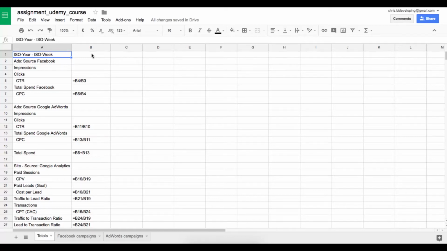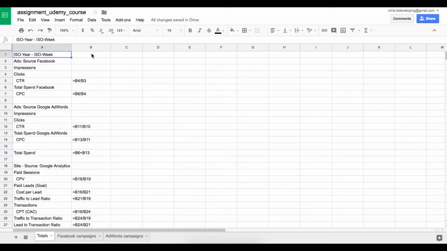If you do not have a Gmail account, please open one and then go to your Google Drive. Open a Google spreadsheet in your Google Drive account and then copy these marketing KPIs, or key performance indicators, into your spreadsheet.